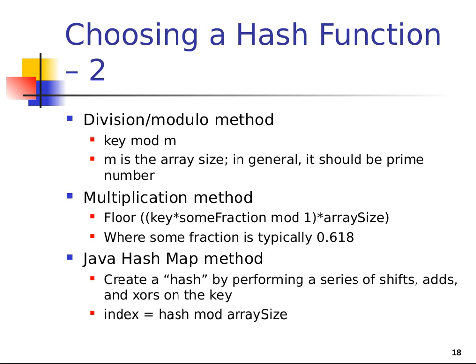Multiplication method: you take the key, multiply it by some fraction, mod it by 1, then multiply it by the array size. Usually the fraction is 0.618. How do we get that number? Somebody found that. Yes, statistical analysis. Good job. Why is this going to give you a range from 0 to the array size?